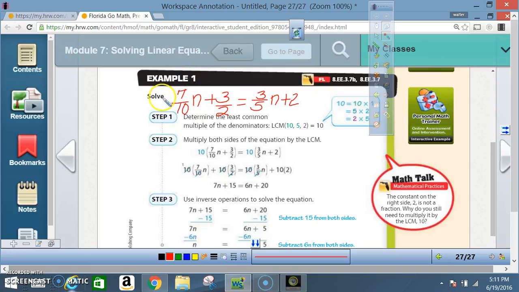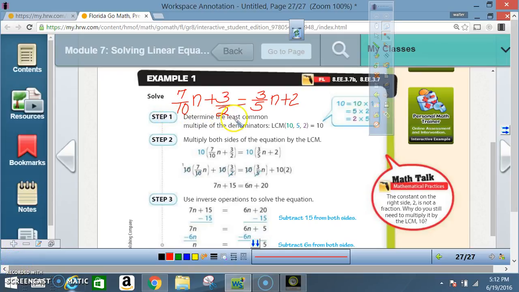Example 1. Solve 7 over 10 times n plus 3 over 2 is equal to 3/5 times n plus 2. Once again, solve 7 over 10 times n plus 3 over 2 is equal to 3/5 times n plus 2.